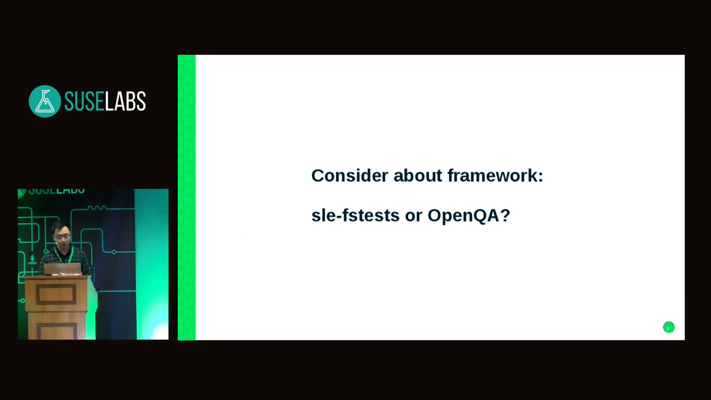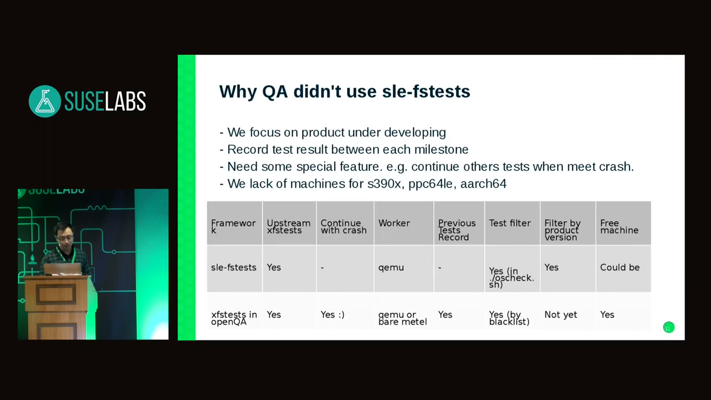And then we considered which framework to use. Because in the QA department, openQA is more popular, and also FSTest is a good one. But after some deliberation, we chose openQA because we are focused on production and development. FSTest is maybe designed for developers, and it's easy to compare different products. But we focus on the product under development, and our goal is to test each build. So we chose openQA, and this can record test results between each milestone.